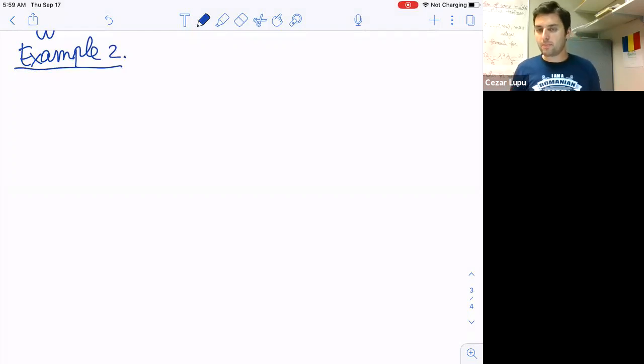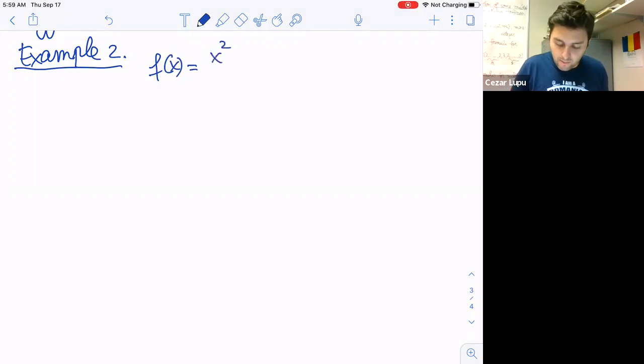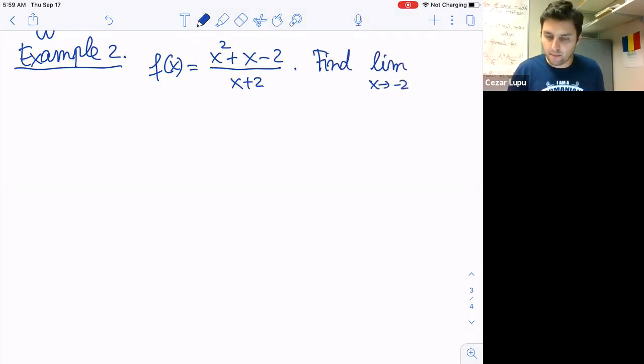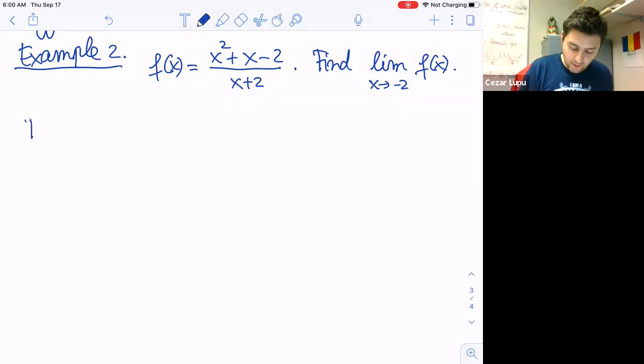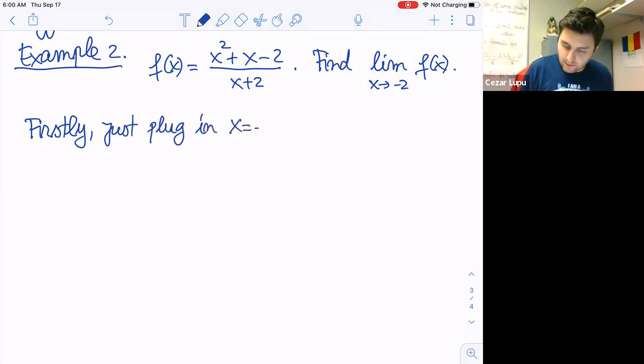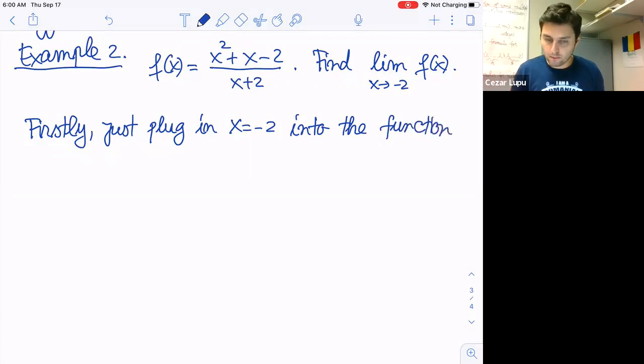And now this example will be a little bit more complicated. Well, let me consider the following function. f of x will be equal to x squared plus x minus 2 over x plus 2. And we want to find the limit as x approaches -2 this time of f of x. So that's what we want to find. Right? Well, how do we proceed? First thing, what you need to do is the following. So first off, just plug in x equals -2 into the function to see what happens.